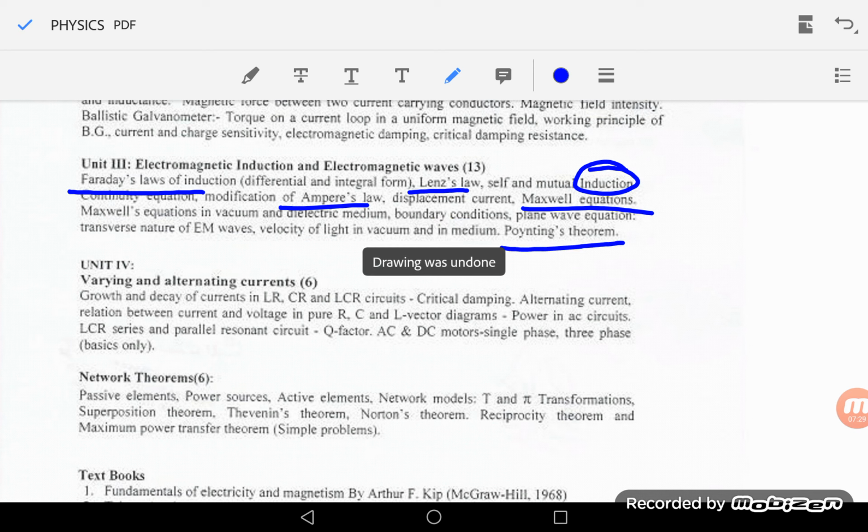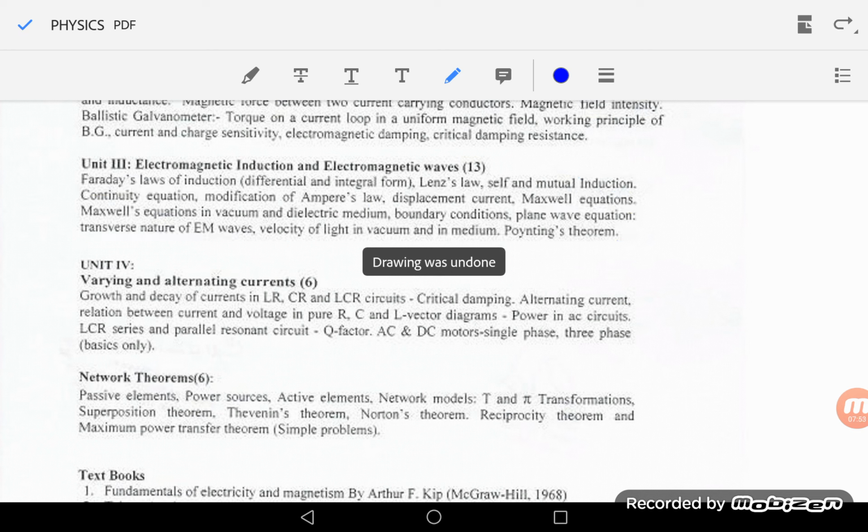Poynting theorem. Then you know that light has a transverse nature. So now we are finding the transverse nature of electromagnetic waves. Then what is the velocity of light in vacuum and in a medium, everything is going to be studied in unit 3. Unit 3 is the easiest unit among all the 4 units.